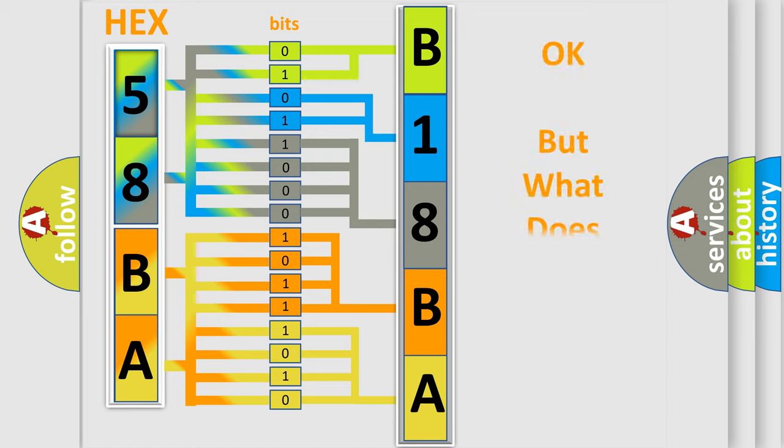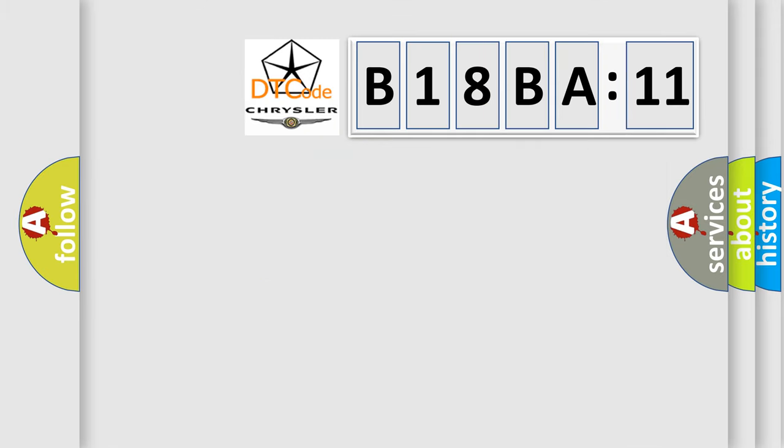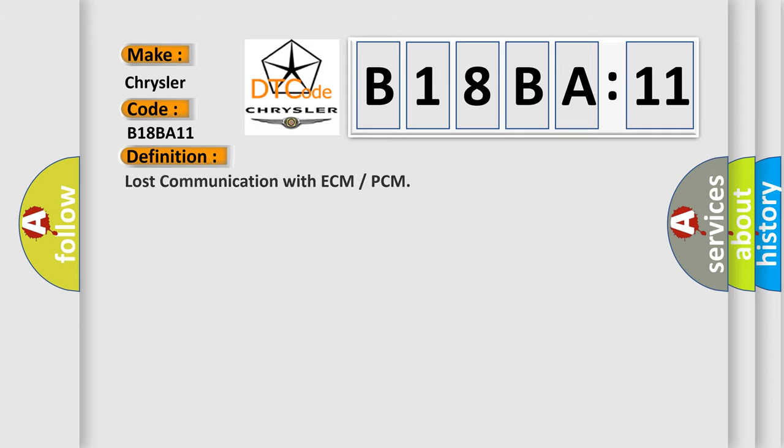The number itself does not make sense to us if we cannot assign information to what it actually expresses. So, what does the Diagnostic Trouble Code B18BA-11 interpret specifically for Chrysler car manufacturers? The basic definition is lost communication with ECM or PCM.